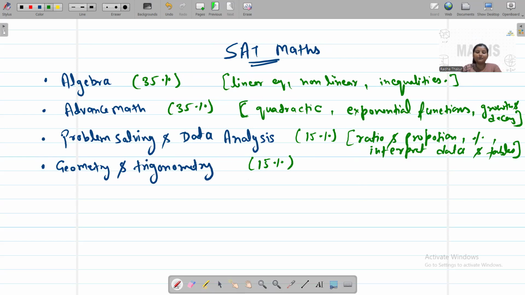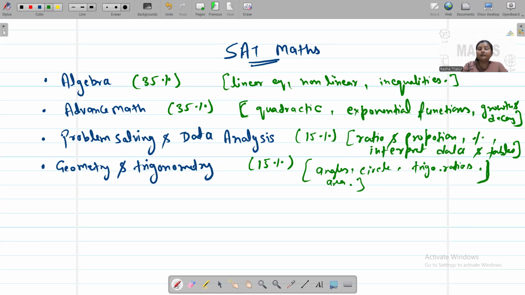And in geometry and trigonometry, of course, it's all related to angles. You may get questions from angles, circles, trigonometry, trigonometric ratios, and trigonometric functions as well. You may also get circles, basic geometric things, triangles, area, all these things. So this is the complete syllabus of the maths part.